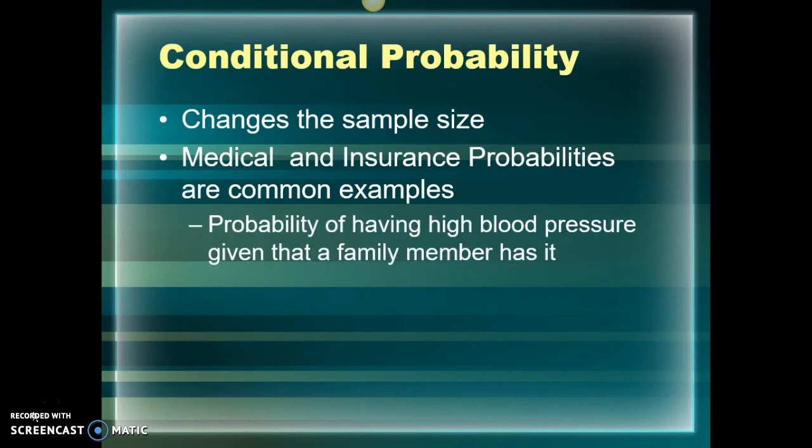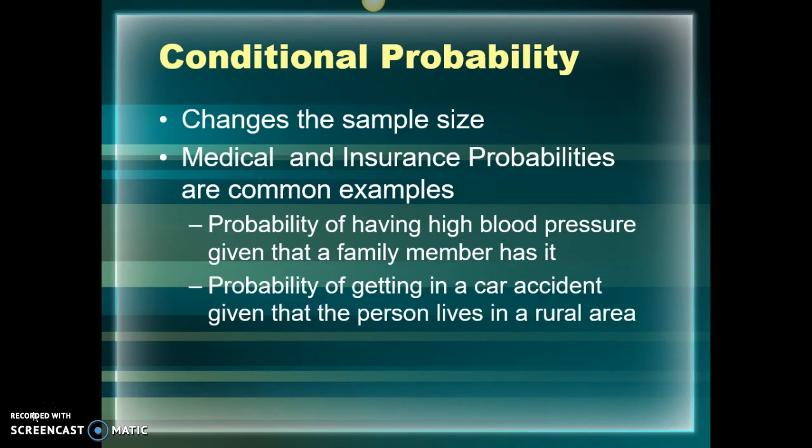So we talked about high blood pressure, given that a family member has it. Instead of looking at all people in the United States, for instance, we're only looking at the people in the family, so that increases the probability. Or getting in a car accident, given that the person lives in a rural area versus an urban area. The probability probably goes down because there are perhaps fewer people in the rural area, but you're just focusing in on a certain sample rather than on everybody.